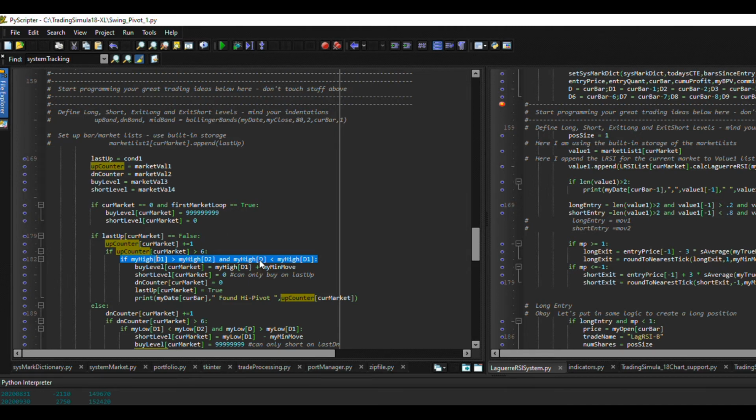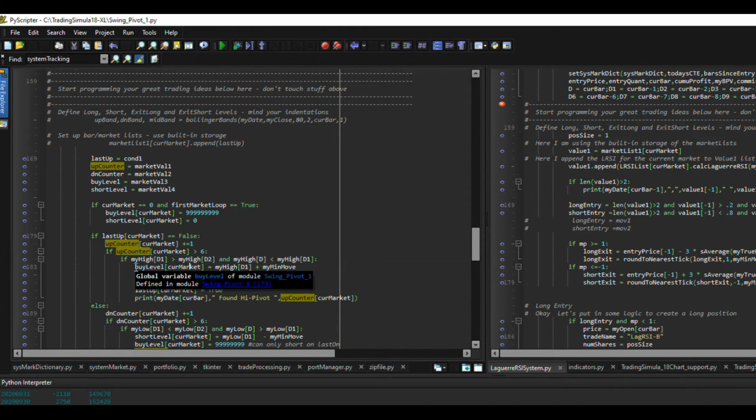D is today's bar. Then if that's the case, I'm going to set my buy level to the high of the pivot bar, which is high D1 plus my min move, which is 1 tick. Okay, since I've signified that I've encountered a high pivot and 6 bars has transpired, I go ahead and set my buy level.